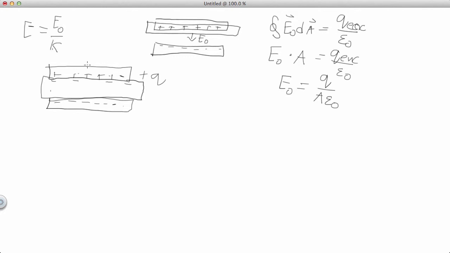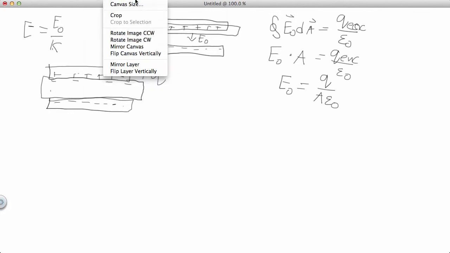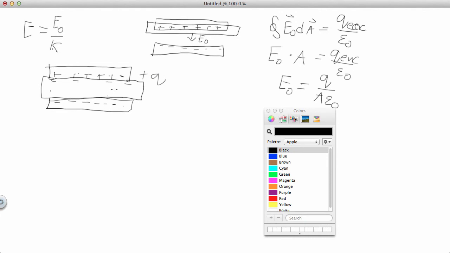Okay, so now I'm going to make another Gaussian surface. Well, let's see if I can be fancy here. Probably not. Red. Okay, so we'll make our Gaussian surface here. So our free charge is plus Q, and it's going to enclose this other charge here, and I'll call this other charge Q prime.